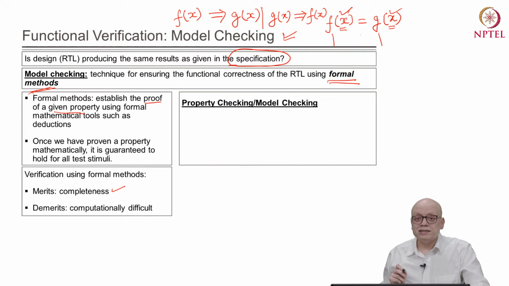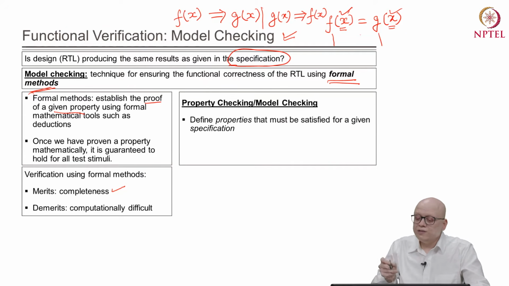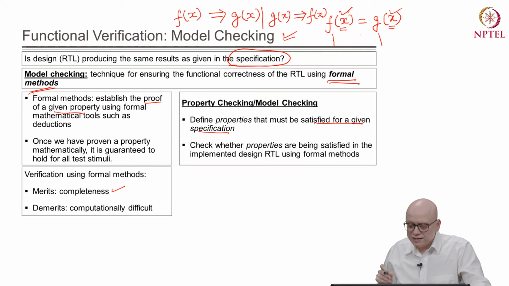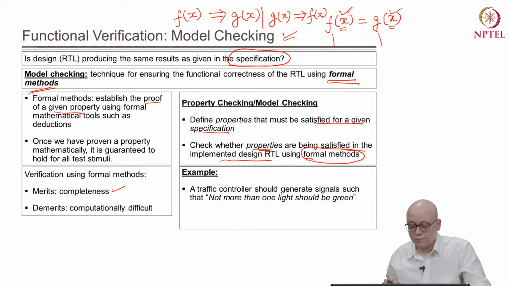Now in property checking or model checking, what do we do as a designer? As a designer, we define properties that must be satisfied for a given specification, and then the tool will check whether those properties are being satisfied in the implemented design RTL using formal methods. Now what could be these properties? Let us see a few examples.